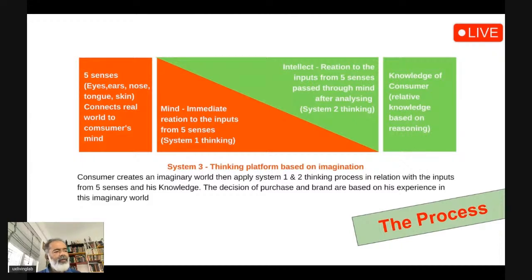So that is happening in a purchase also. When you see a brand, when you see a product, that is happening in your mind. I say in a consumer's mind, not in your mind. It's in a consumer's mind. So that's called system one thinking.